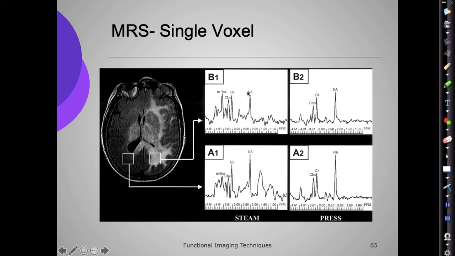And I want you guys to take note of this particular metabolite, NAA. And you can see here from the normal side, the peak is a little bit higher. And then on the pathology side, it has dropped down. And that is an indicator of tumor cell invasion.